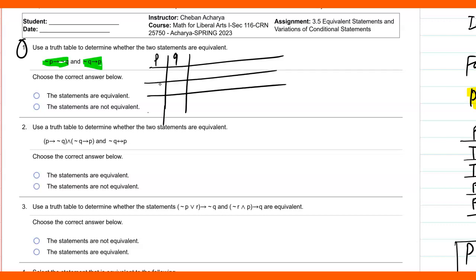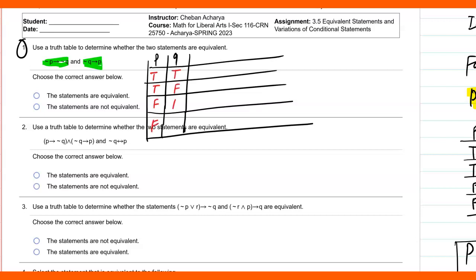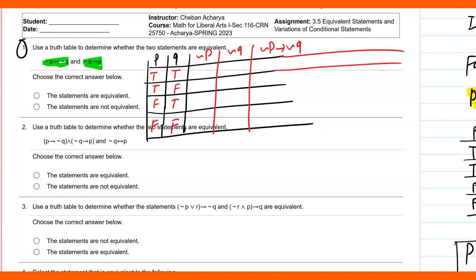As usual, there are 4 possibilities here. What is the possibility? T, T, F, F for P, and T, F, T, F for Q. Now, to find this truth value, you write not P. You need the column for not P and the column for not Q. Now you need the column for not P right arrow not Q. You need more, by the way, therefore I'm just extending the line. Okay, let's do this first.